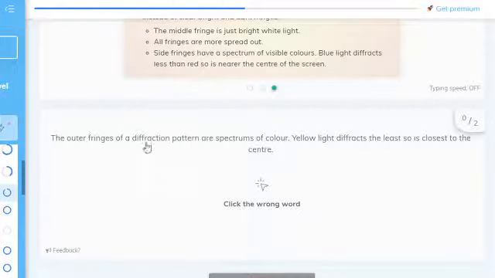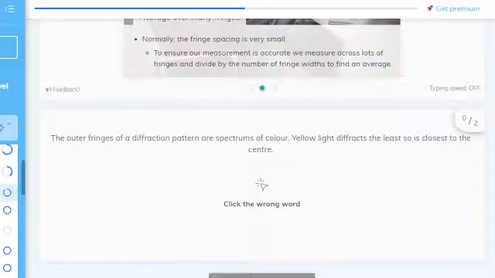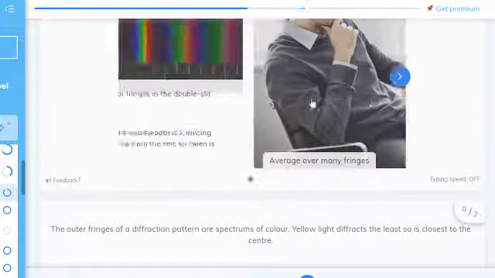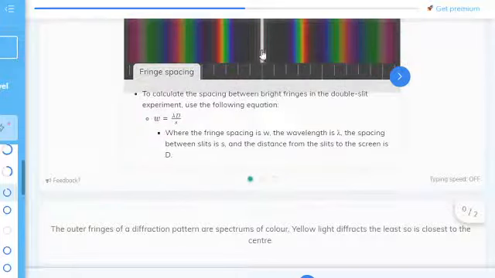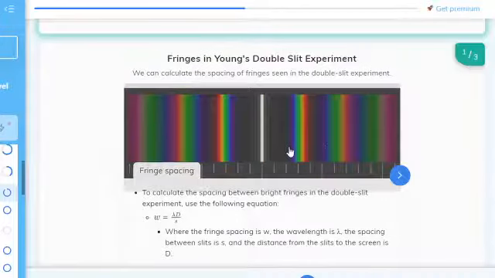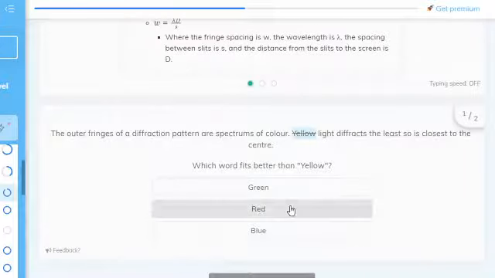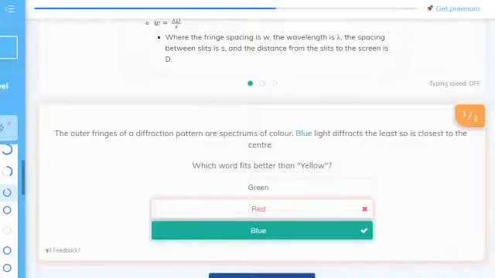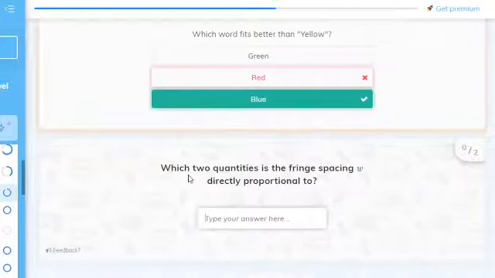The outer fringes of a diffraction pattern are spectrums of colour. Yellow diffracts the least. Does yellow or red diffract the least? I'm pretty sure it makes a rainbow where that's the middle, and yellow doesn't diffract the least. So what diffracts the least here? In this one, it's purple. Surely it's red. It's blue. So it's the opposite to a rainbow.